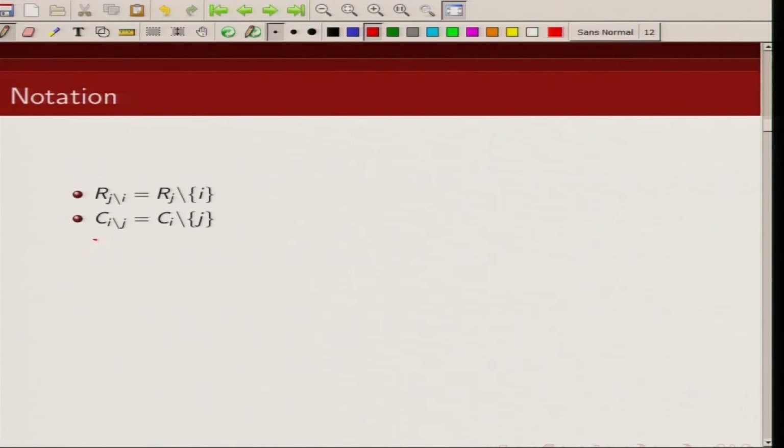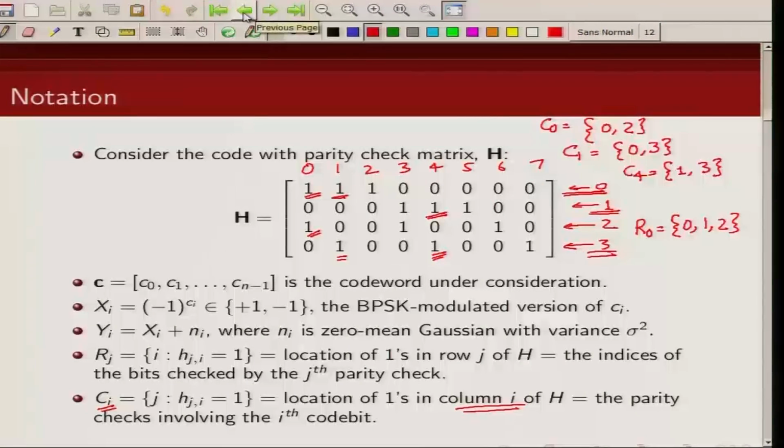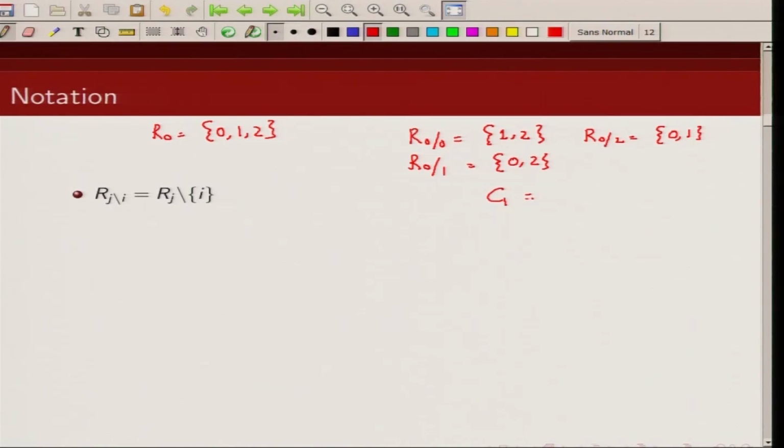Similarly, we define this set Ci minus this element j. So for example, in this case, let us say C1 is 0, 0, 3. So C1 has elements 0 and 3. So if we define this, sorry, this notation is like this. This is 0, this will be 3, or C1 will be 0. Okay.